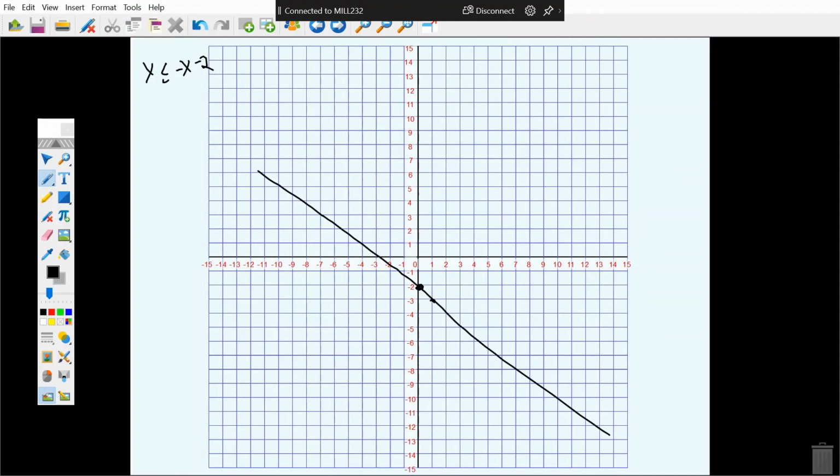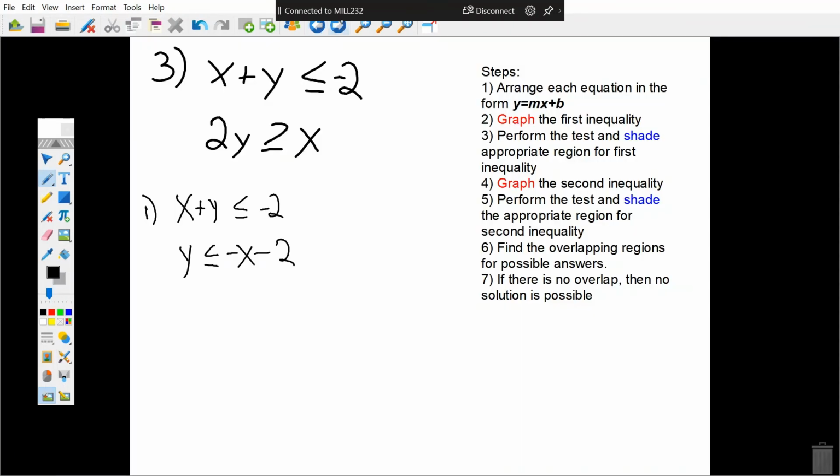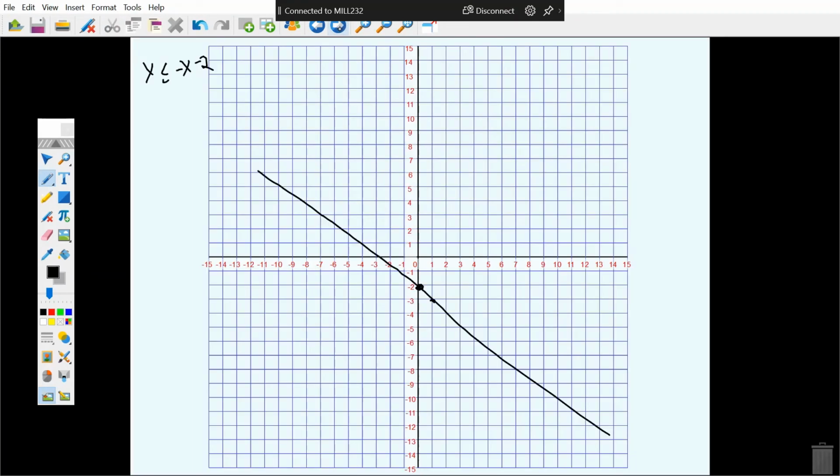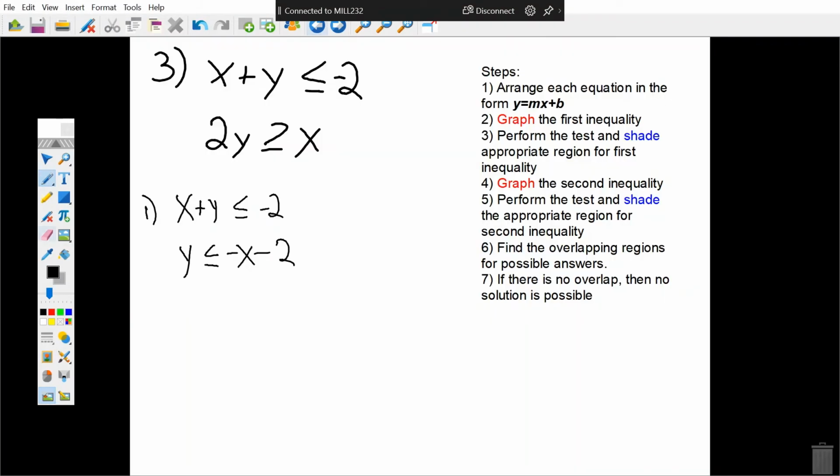Now I can do a test. I'll do my test as 0 and 0. I'll end up with 0 is less than or equal to -2. Is 0 less than -2? Yes, it is. So that means that everything above this line is a solution set. Then I will go to the second equation.